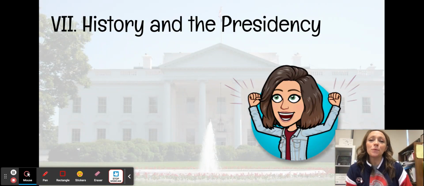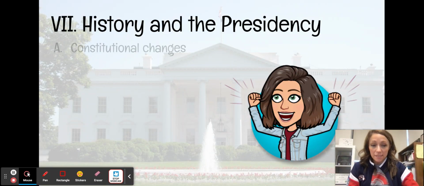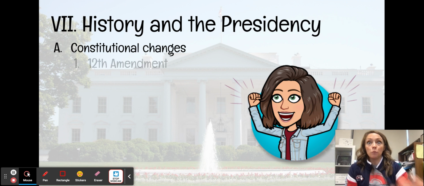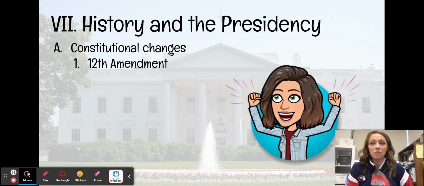Today we're going to be looking at historical changes in the power of the presidency. We're going to start off today talking about changes to the actual Constitution, so specific, written changes to the Constitution itself. And the first one we want to look at is the 12th Amendment.